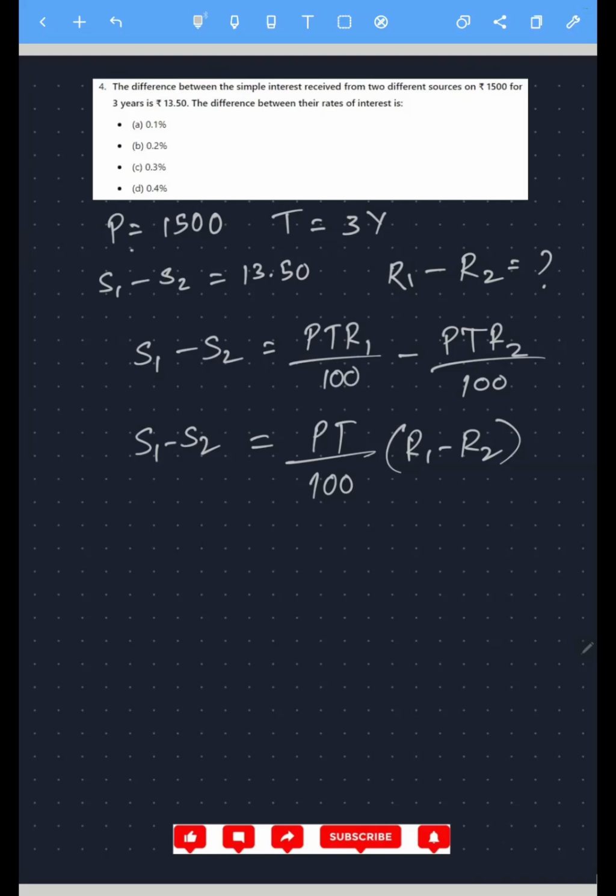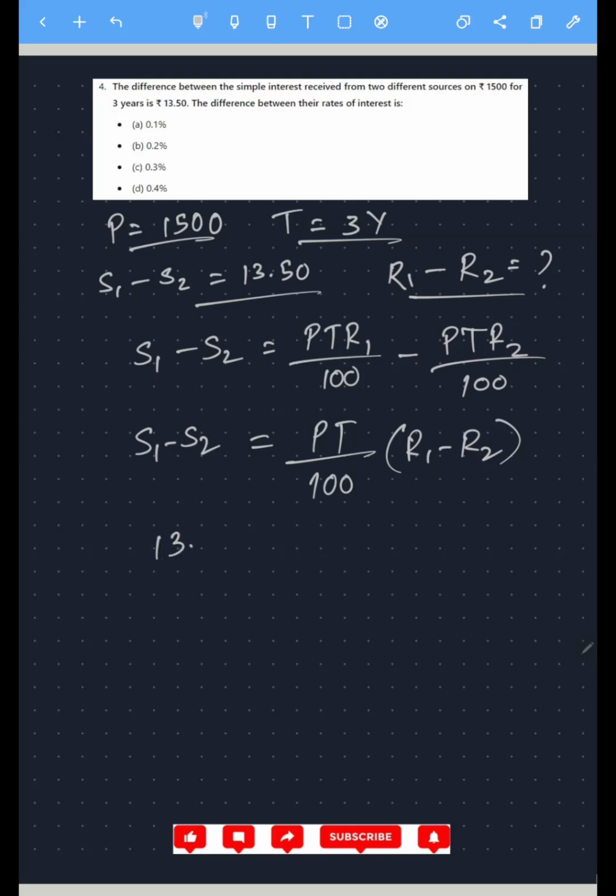So what is given in the question? P is equal to 1500, time is 3 years, the difference between the two simple interests is 13.5, and we have to find out the difference between the two rates. So simple interest 1 minus simple interest 2 is equal to PTR1 upon 100 minus PTR2 upon 100. We are taking PT by 100 common into R1 minus R2.